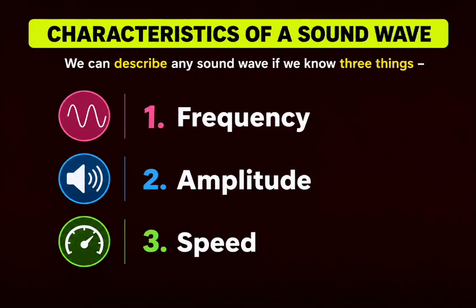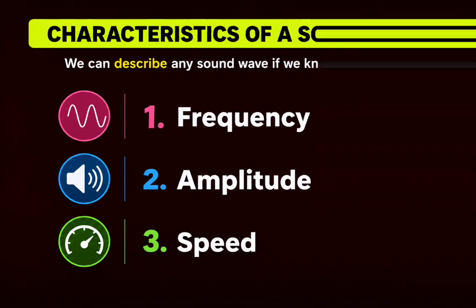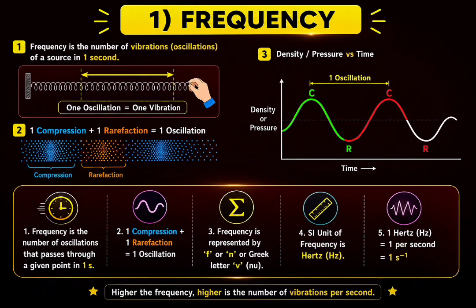To understand any sound wave, we mainly need three important things. First, frequency. Second, amplitude. Third, speed of sound. Now, let's start with frequency. Imagine a guitar string vibrating. If it vibrates very fast, it produces a different sound compared to a string vibrating slowly.